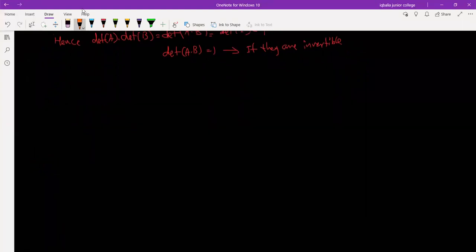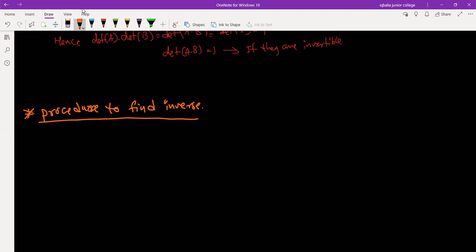Inverse. Now we are to find the inverse. Procedure to find inverse. Okay. So there are 5 steps to find the inverse of a matrix. How many steps are there? 5 steps. So here, step 1.